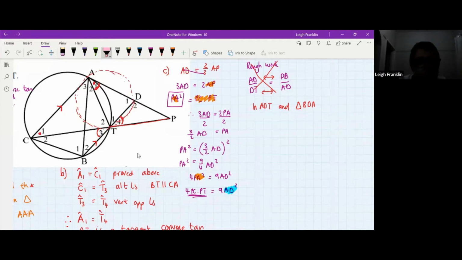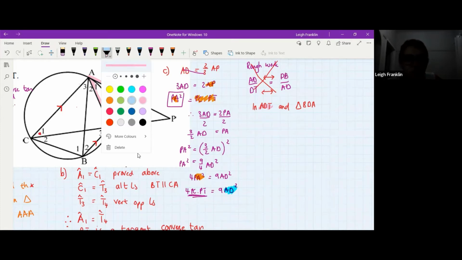Okay, so ADT, let's get rid of all these other marks on the page. Okay, ADT is here. So this is ADT. All right, so that's triangle ADT.